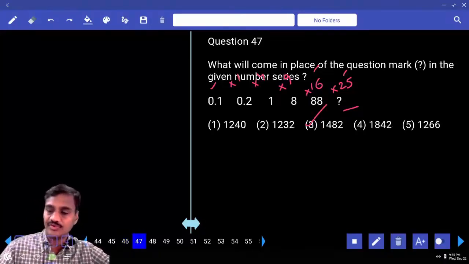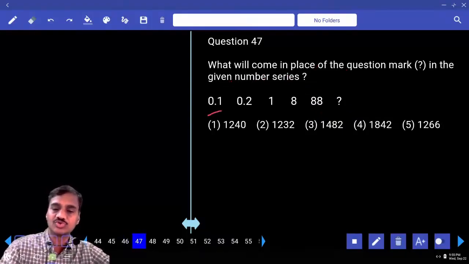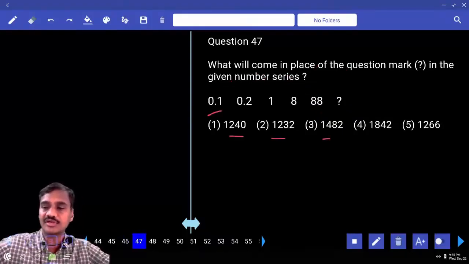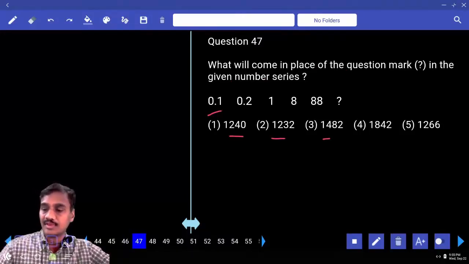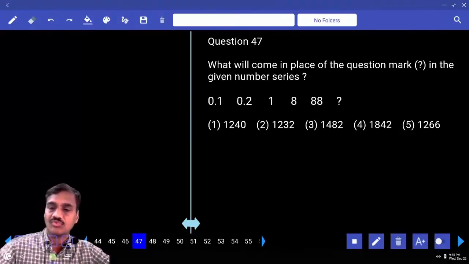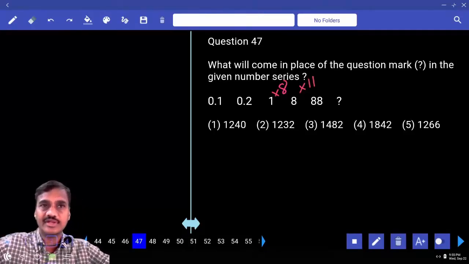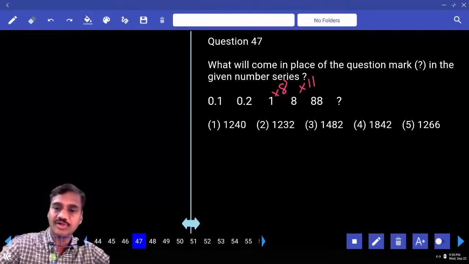46. Then 47. Now in this 47, the numbers start with 0.1, and the choices are 1200, 1400, 1800. Numbers are increasing at a very fast rate. Hence it must be under which category? Product or combination. 1 and 8 can be written as 1 into 8 is 8. And 8 and 11, 8 into 8 is 88, 8 into 11. And next one, 0.2 and 1. This is into 5. 5 and 8 plus 3, 8 plus 3, 11.